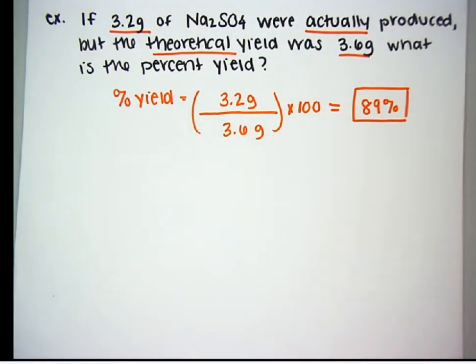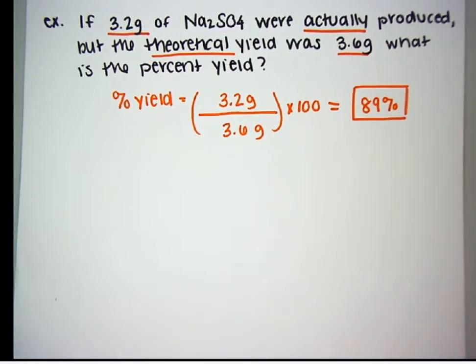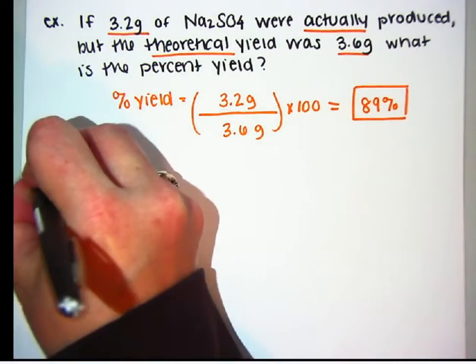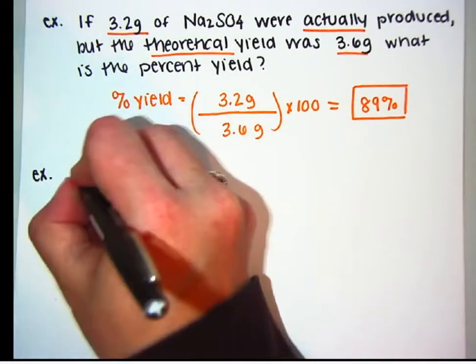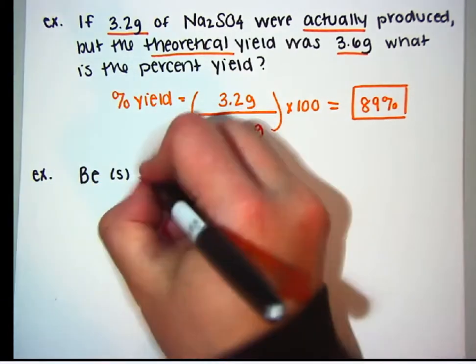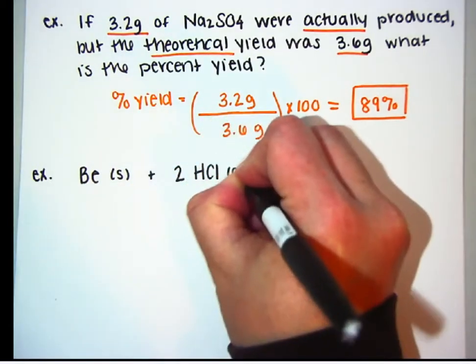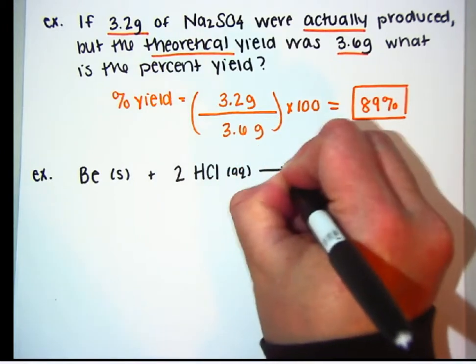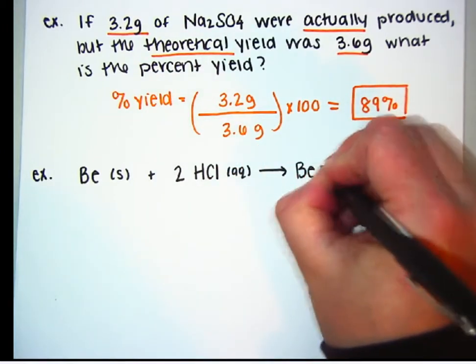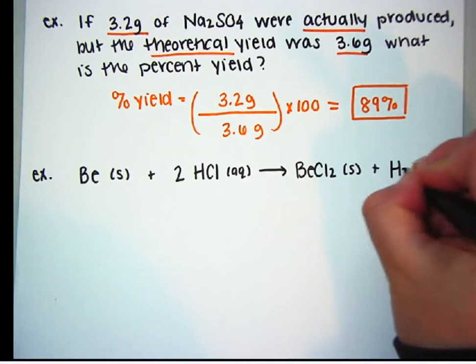Alright, let's try one more problem, but for this one, I'm not going to give you the theoretical yield. I'm going to give you some lab data, and you're going to have to calculate both the theoretical and the actual yield. So let's say I had solid beryllium, and we reacted it with hydrochloric acid, which is an aqueous solution. That produces solid beryllium chloride and hydrogen gas.